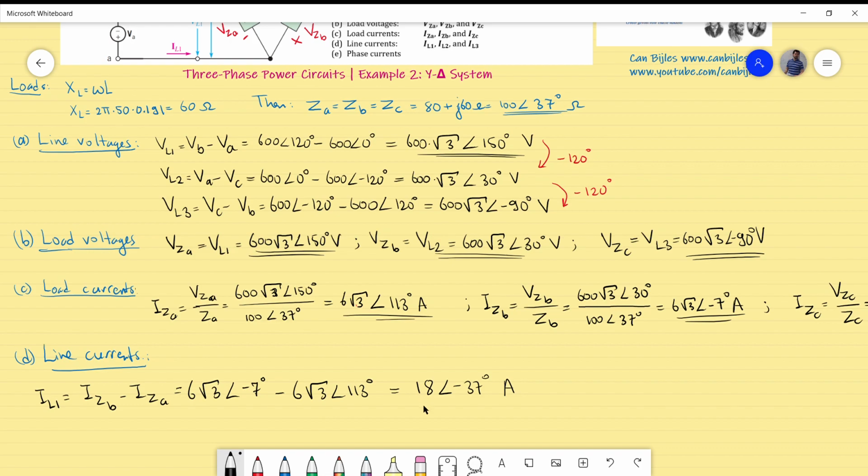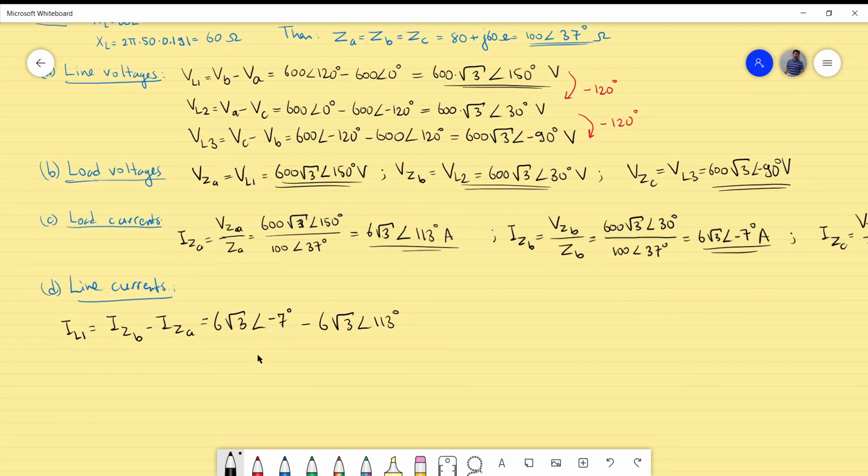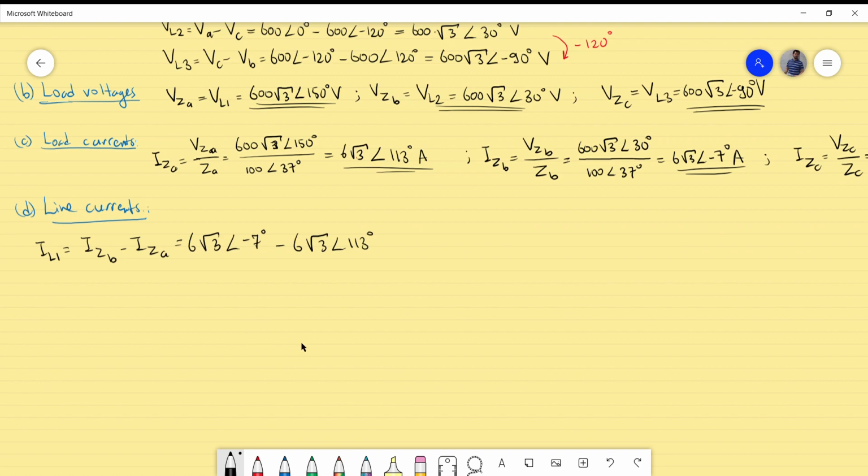Maybe I will do that. It's maybe better, so that you can see where is the square root of 3 in this example. So I will unpack this using the rectangular form, transforming a polar notation to rectangular form. So let's do that. So 6 square root of 3, and I will use the cosine. This is actually a familiar equation we know from the video of phasors and complex numbers, and then plus j sine of minus 7 degrees, and that's for the first part.